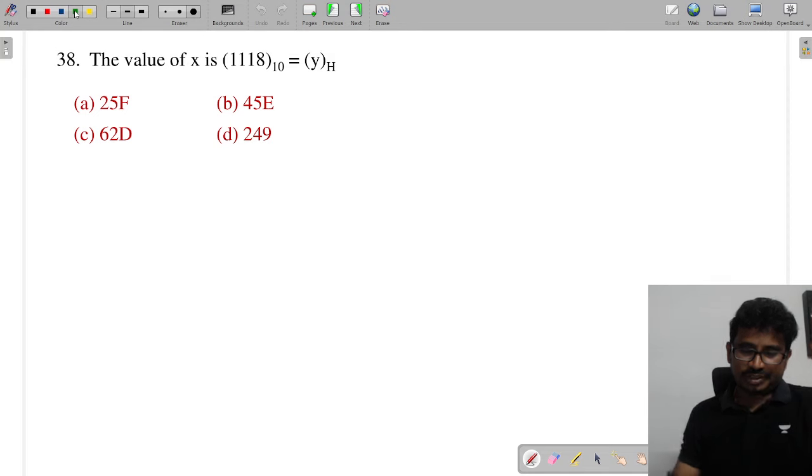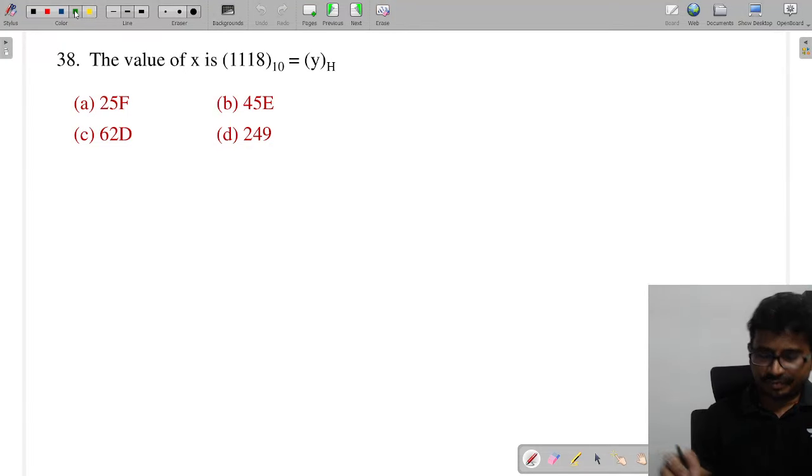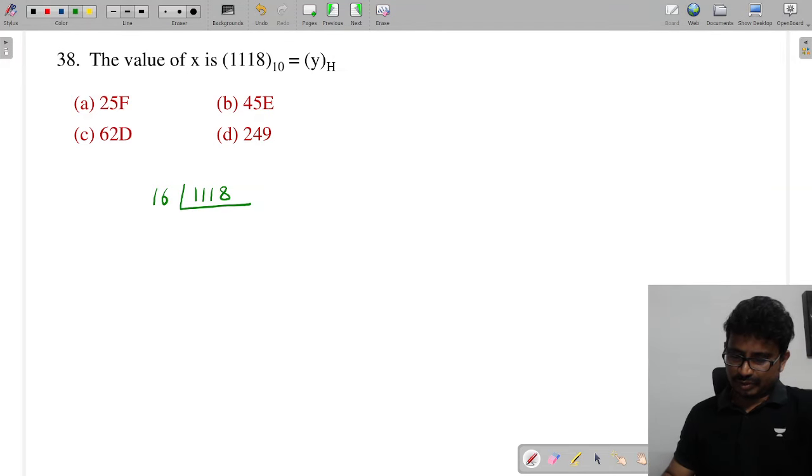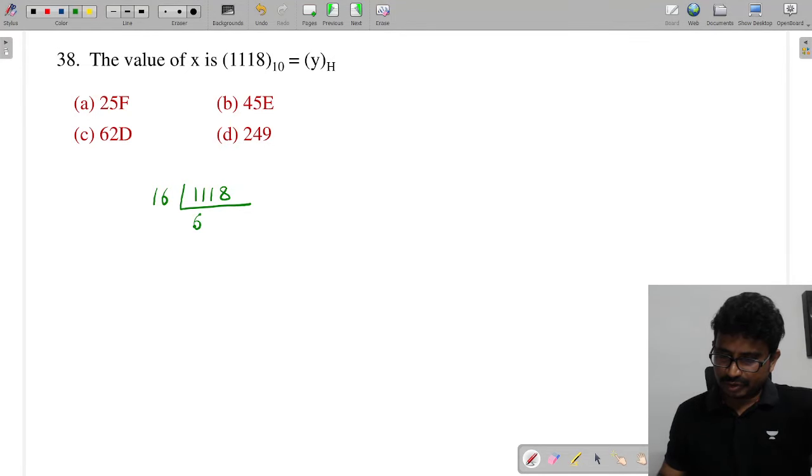The value of x. Okay, so here they convert hexadecimal form. So this is 16, we should divide it now. 1118. So tell me now here, 16 6 96 now here. So this value will come as what, tell me now here? Yes, so this value 6 96, and this 96, and how much left out now, tell me? 111. So this is 15 158.